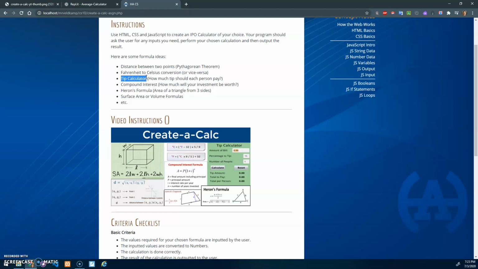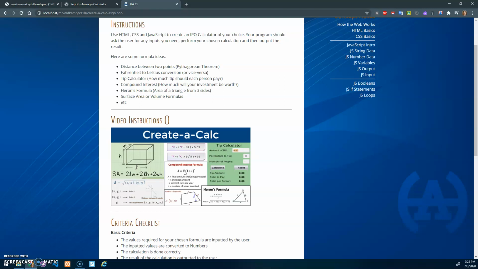A tip calculator, right? How much was your bill? What percentage do you want to tip? And how many people were there? And it should say, hey, how much each person would pay. Or the one here actually says, what's the tip amount, the total to pay, and the total per person. Something like that.